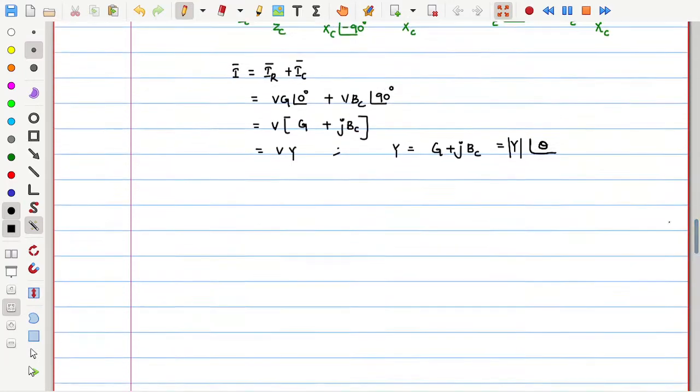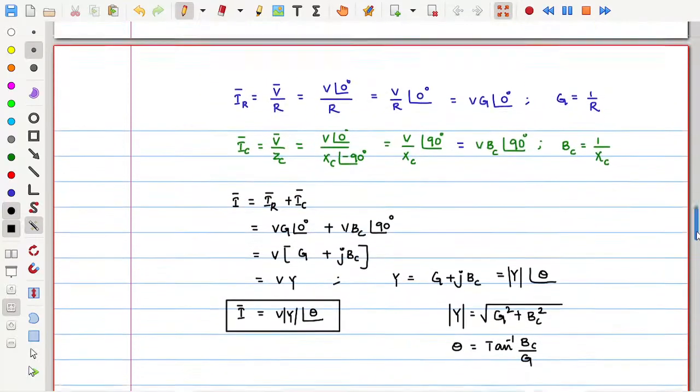Now by this time you should be in a position to say what mod Y is. It is the square root of G square plus BC square. What is theta? Tan inverse of the imaginary part divided by the real part. So this can further be written as V into mod Y at an angle theta. This is the total current.